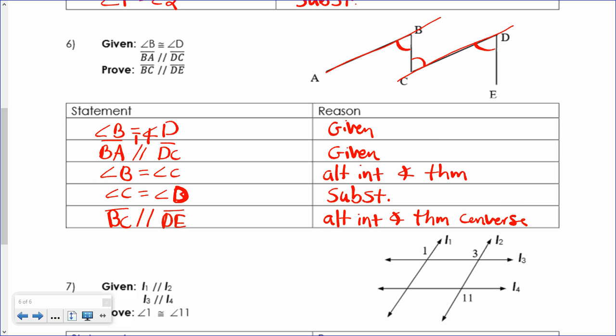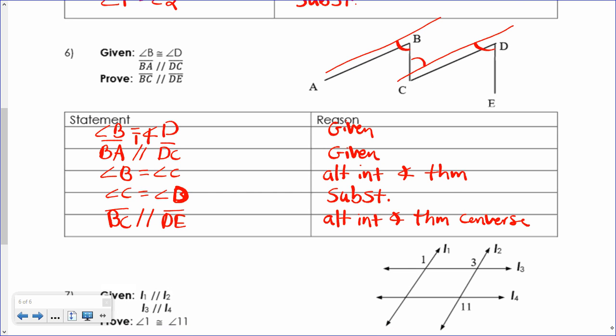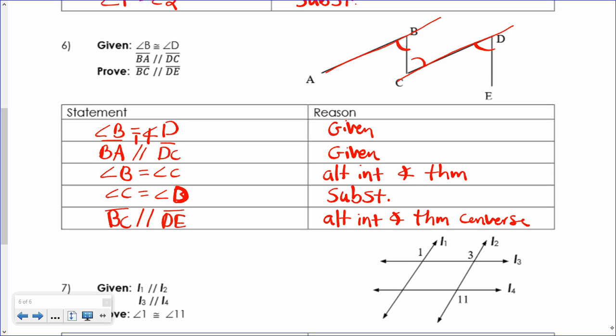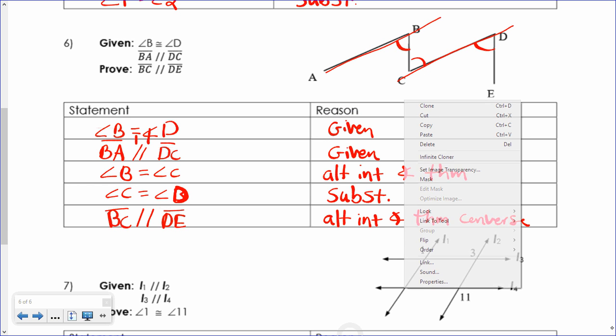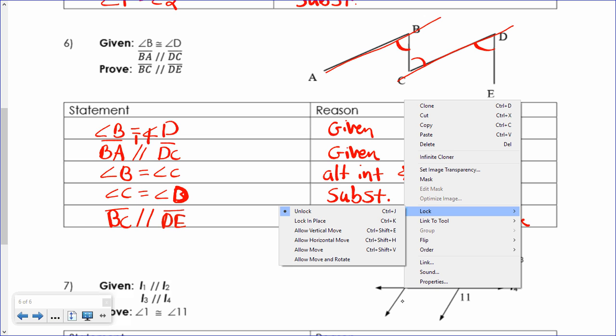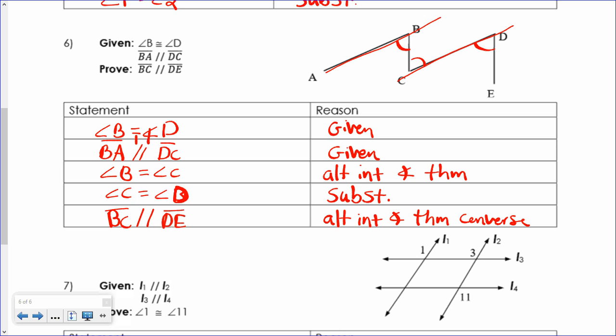Say again? Step 2, this one? When you look at this picture, I wish I could switch colors. These two lines and this transversal will help you see that you have alternate interior angles. If you use a different color, it can help you. So that's what we're trying to prove, that those lines are parallel? Yes.